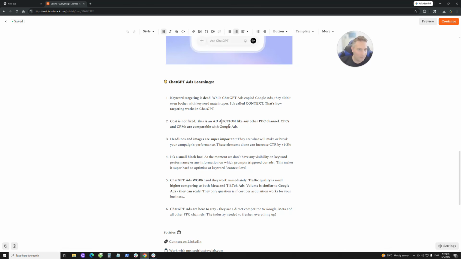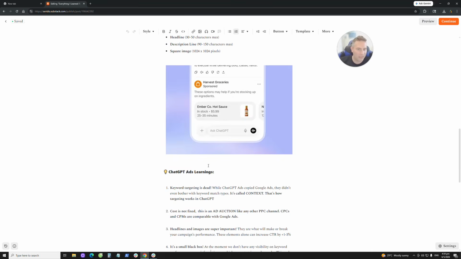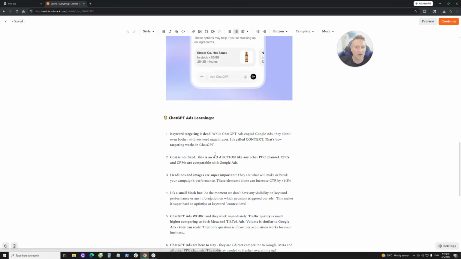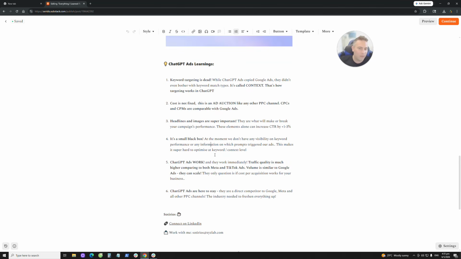Now, what matters the most is not really the keywords or the context at this stage, because we are talking about a small black box. At the moment, we are not getting any insights on which keywords perform or what kind of context actually is performing. What matters the most are the headlines and the images. This is the most important component of ChatGPT ads at the moment. So if you get the headline right, if you get the image right, then your click-through rate is going to increase. Then you are going to win more auctions. You're going to pay less per click, the usual PPC auction dynamics, basically.